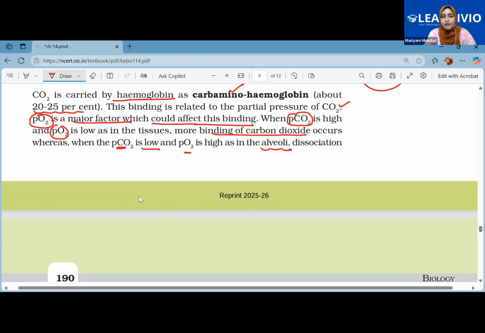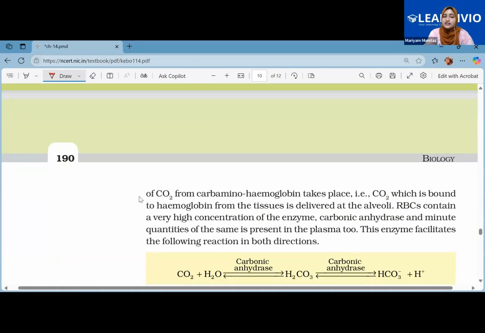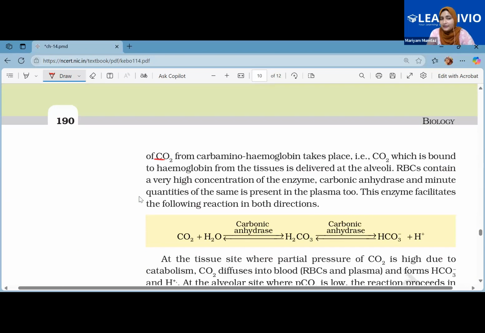Okay. So in the alveoli, the dissociation of the CO2 happens from carbaminohemoglobin, and the CO2 which is bound to the hemoglobin from the tissues is delivered at the alveoli. And then from the alveoli, it goes out, it is breathed out. RBCs contain a very high concentration of the enzyme called carbonic anhydrase. This enzyme is present in the plasma as well.